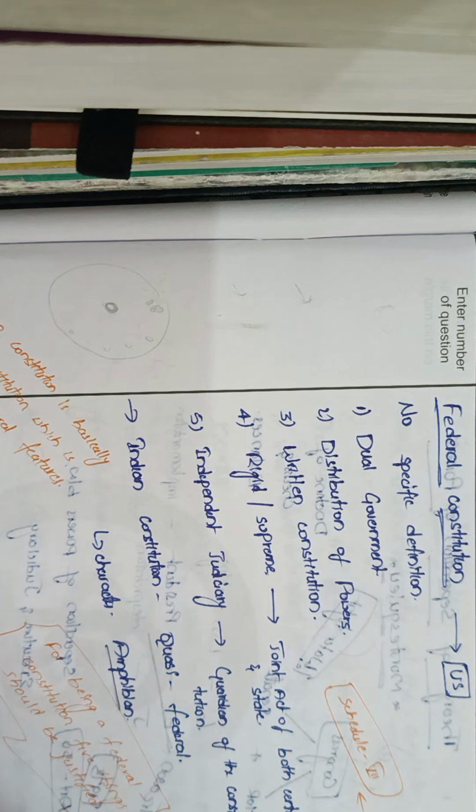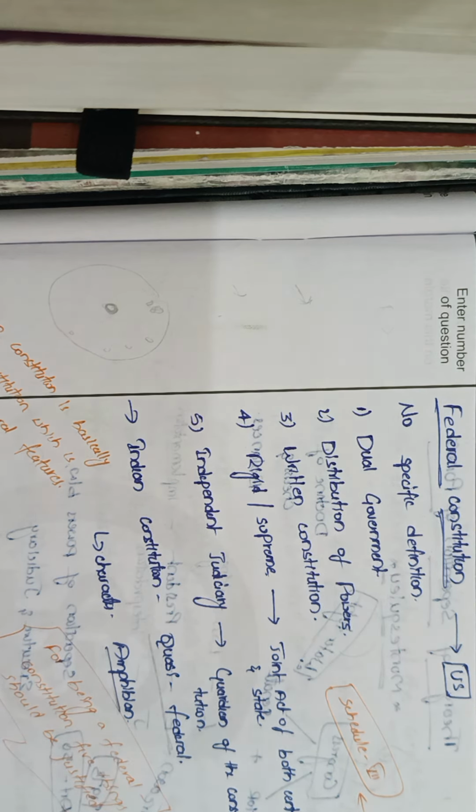This is all about the federal constitution, friends. There are 5 features to be satisfied for a federal constitution: dual government, distribution of powers, written constitution, rigid or supreme, and independent judiciary. Finally, our Indian constitution is quasi-federal. Its character is like an amphibian.